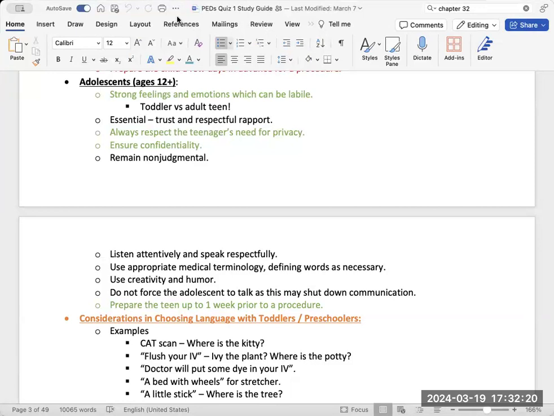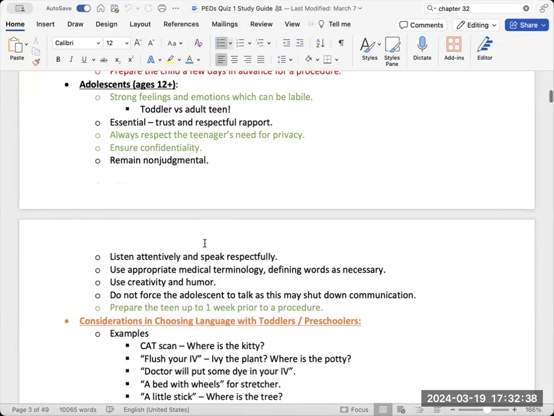We want to be confidential and non-judgmental. We want to listen to them. We can use medical terminology as appropriate and define words because they're older, they're going to understand more things. Don't try to force a teenager to talk, that'll just make them not want to speak to you. And if you're going to prepare a procedure for adolescents, do it at least 1 week prior to the procedure.